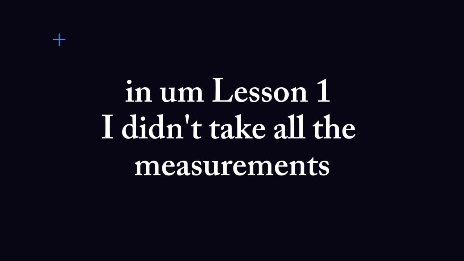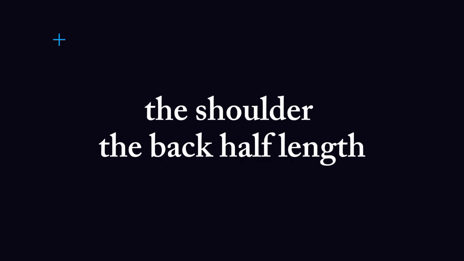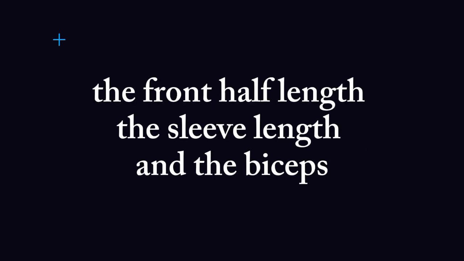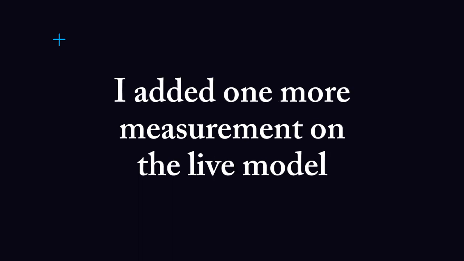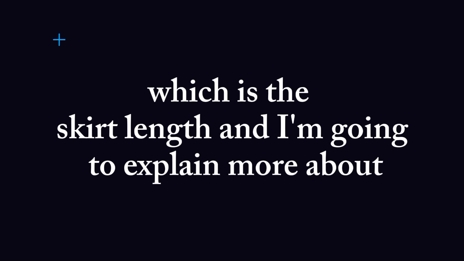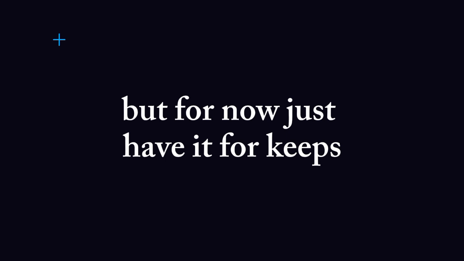In lesson 1, I didn't take all the measurements. I just took the basic ones: bust, waist, and hip circumference, the shoulder, the back half length, the front half length, the sleeve length, and the biceps. Those are the areas we are also going to look at on this live model. I added one more measurement on the live model, which is the skirt length, and I'm going to explain more about the skirt length in the process of construction. But for now, just have it for keeps.